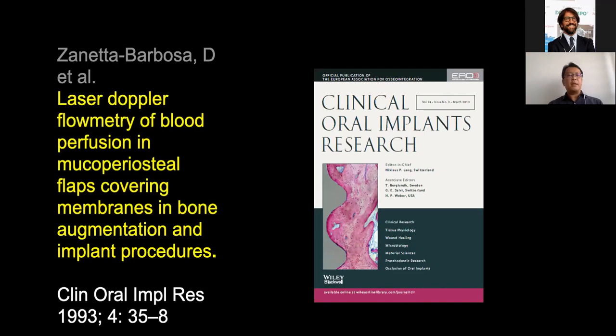It's interesting, but nonetheless, what I'm trying to highlight to you is that when you put a membrane, you actually stop the blood supply coming from the mucoperiosteal flap. But what are you actually stopping? You're not stopping the soft tissue, you're stopping the periosteum.